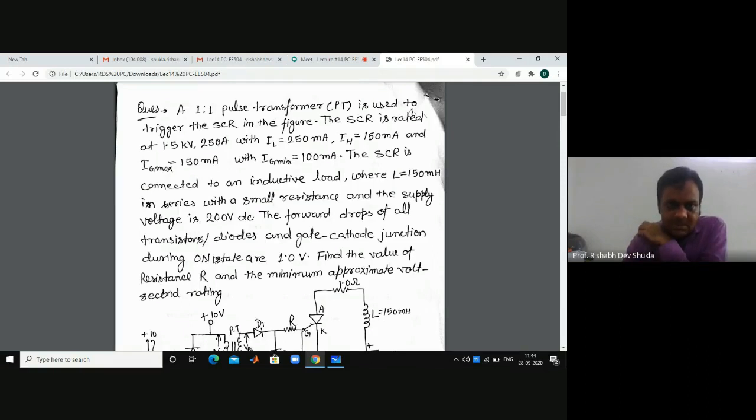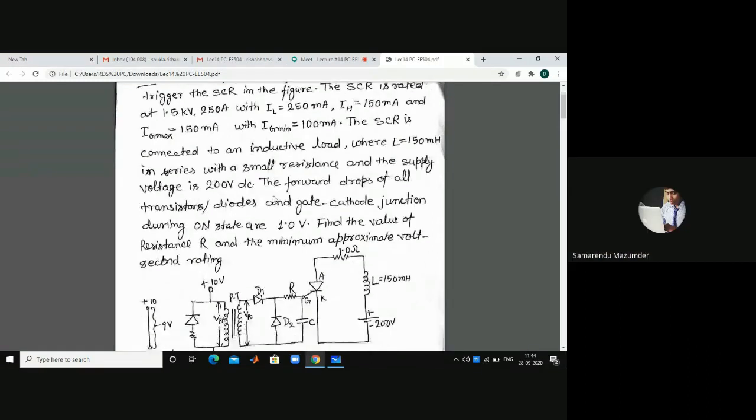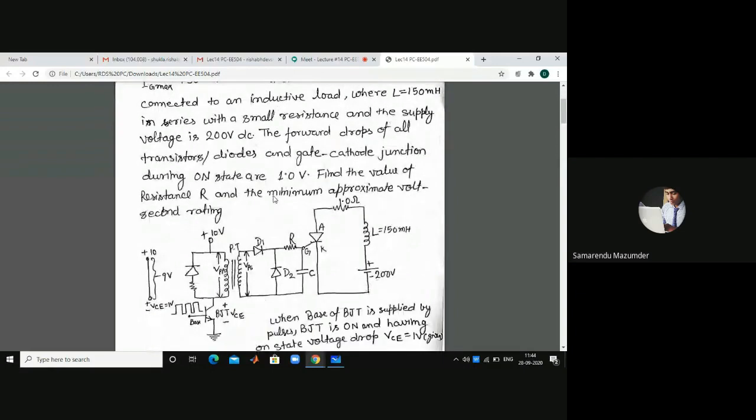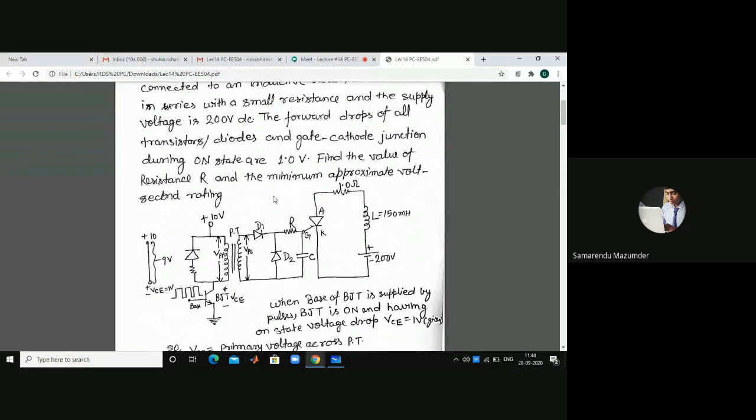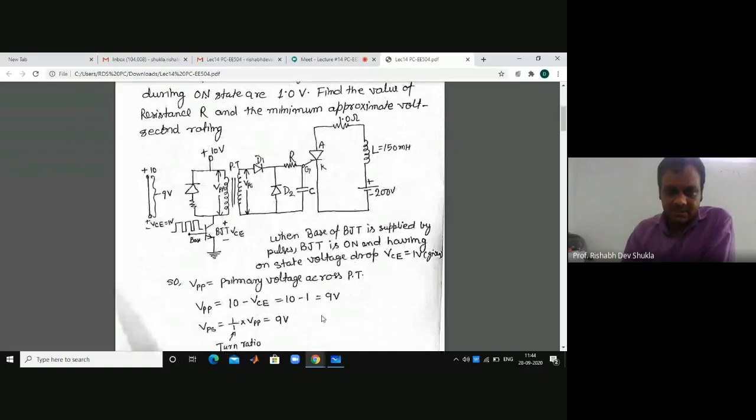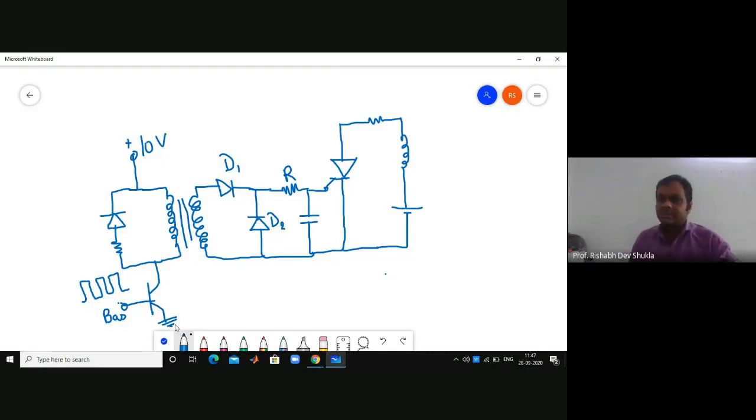ये समझ में आ रहा है? ये एक सर्किट है, मैं डिजाइन कर देता हूं उसको. Okay, this is your circuit.